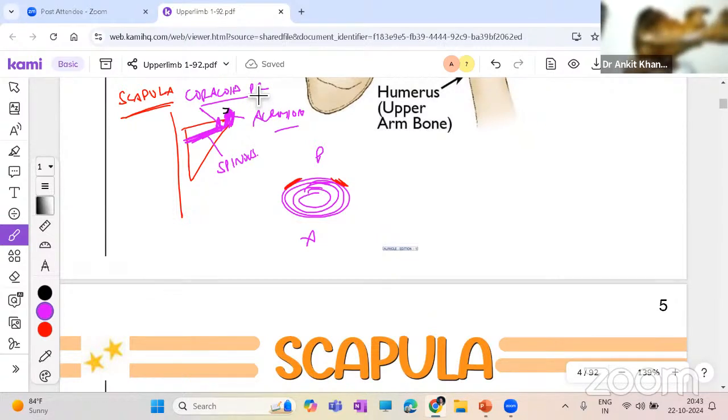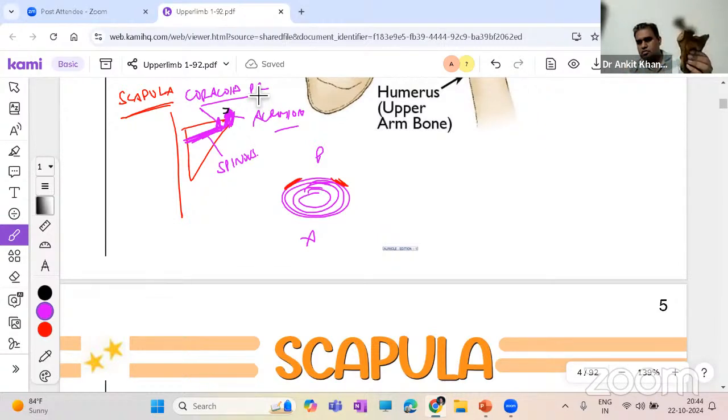Okay, I'm bringing it a bit closer. Now you can see it. This whole thing over here is the spinous process. And as you go laterally, it continues as what? This is the acromion process. And one process projecting anteriorly over here, like a crow's beak, this is your coracoid process.